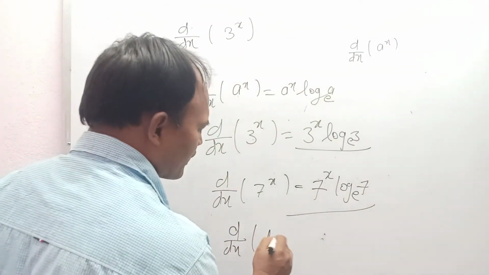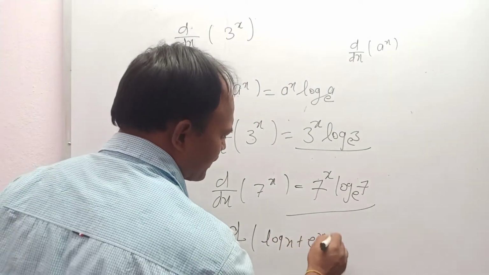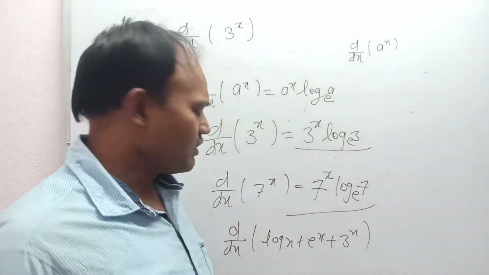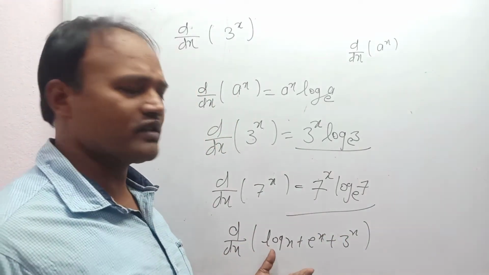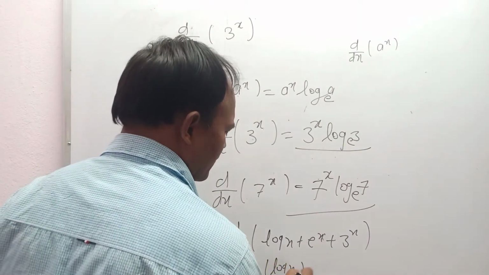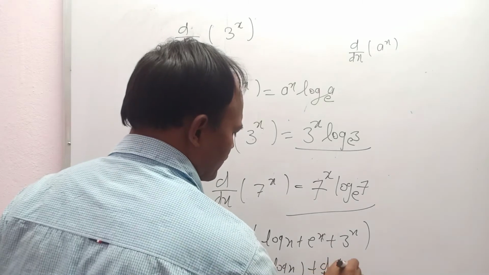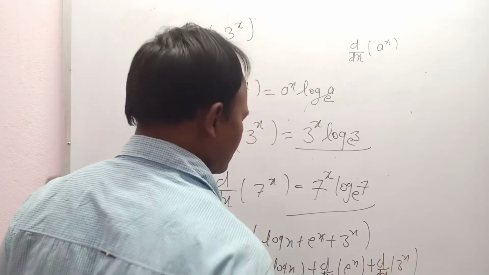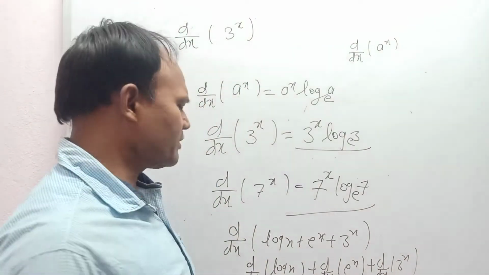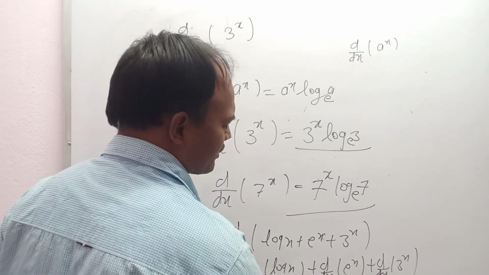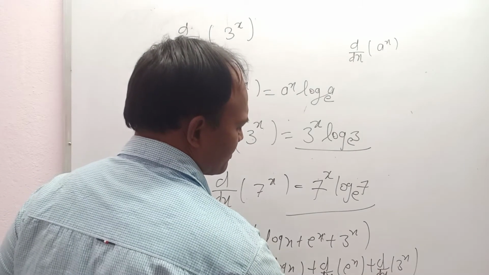d by dx of log x plus e to the power x plus 3 to the power x. Okay, what is the answer? We know very well, when we differentiate this, it is d by dx of log x plus d by dx of e to the power x plus d by dx of 3 to the power x. We know very well d by dx of log x is 1 upon x, and it is e to the power x, and it is 3 to the power x log 3 base e.